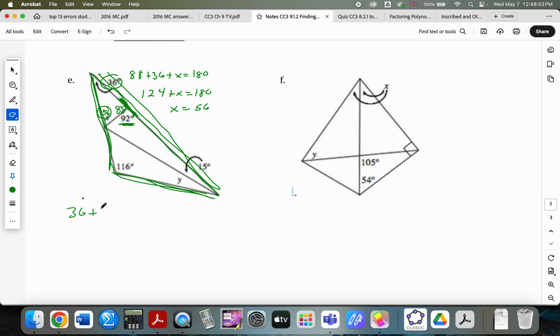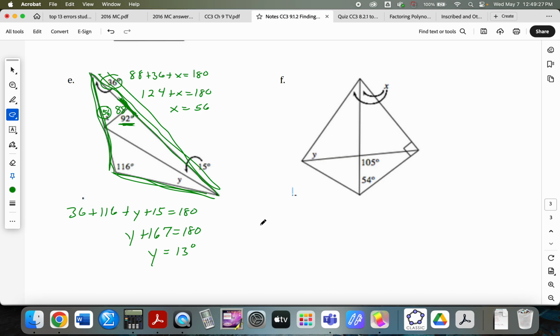This angle is 116. And this angle has two parts, a y and a 15. And those added together are 180. So let's see, that's 140, 152, 162, 167. 167? And then subtract, and we get y is 13 degrees.